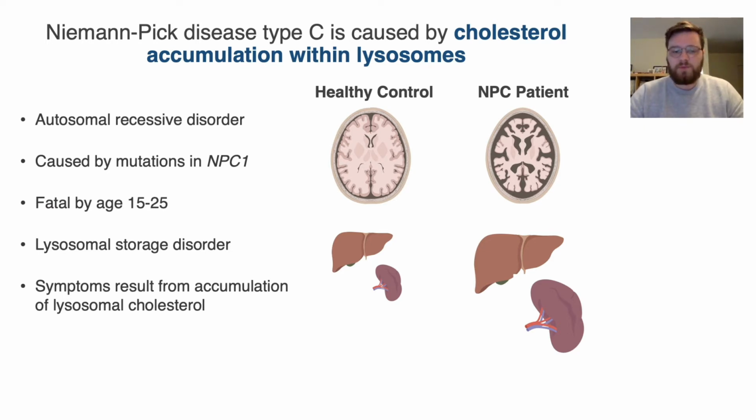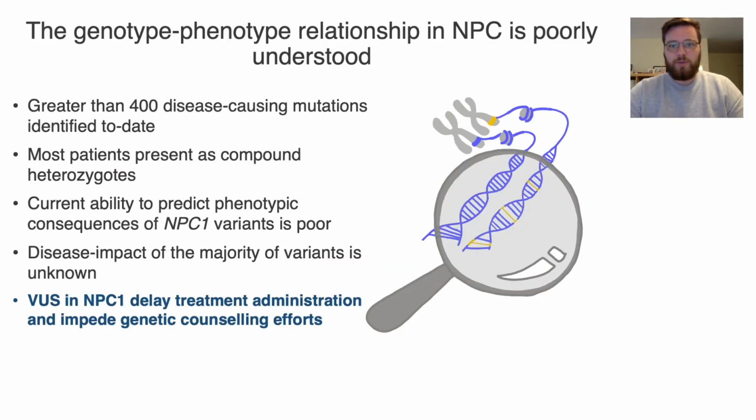And all of these symptoms result of an inability to transport cholesterol throughout the cells. So NPC1 is a lysosomal protein that will move cholesterol from the lysosome to other cellular compartments. And what makes NPC1 a good candidate for saturation genome editing is that the genotype-phenotype relationship is really poorly understood. To date, more than 400 disease-causing mutations have been identified. Most patients present as compound heterozygotes, often harboring one mutation that's entirely unique to their family.